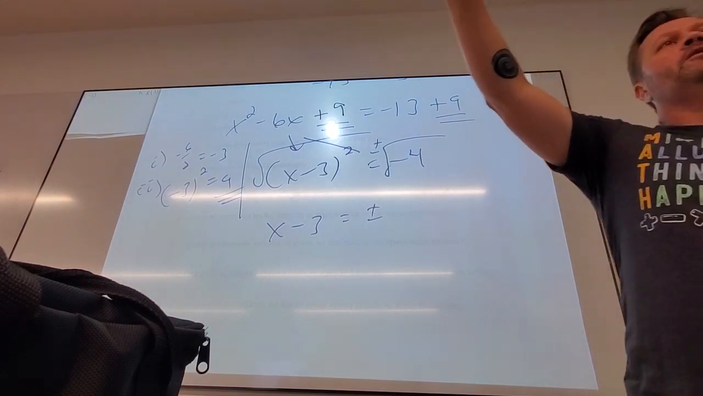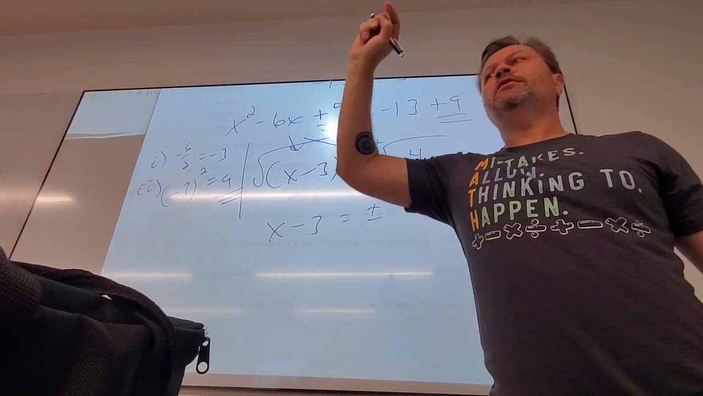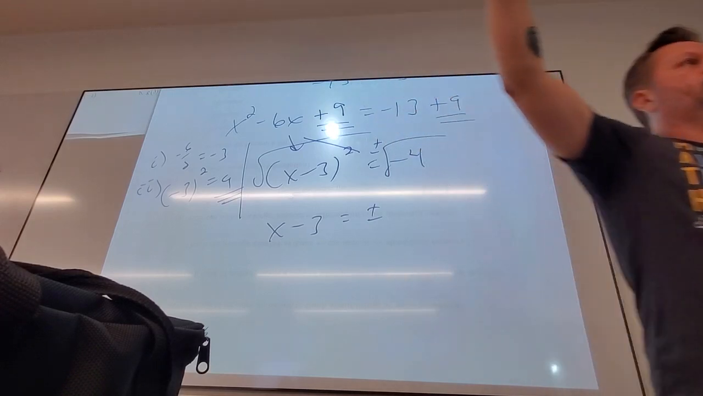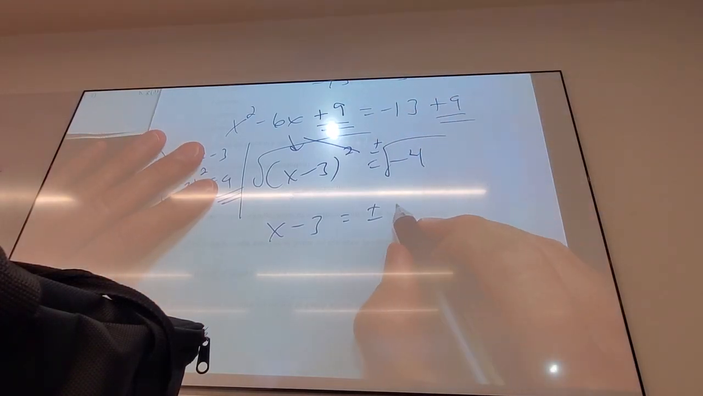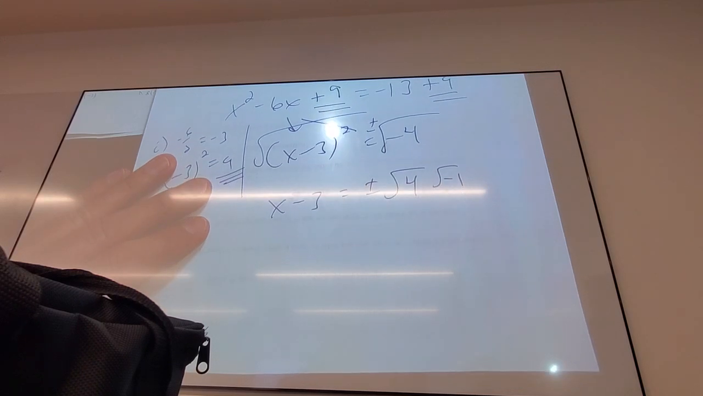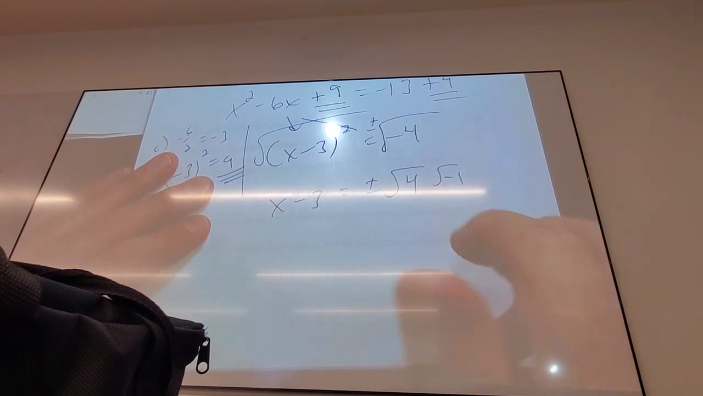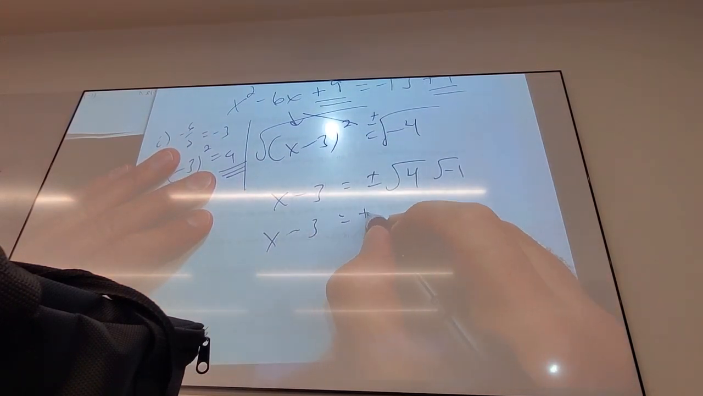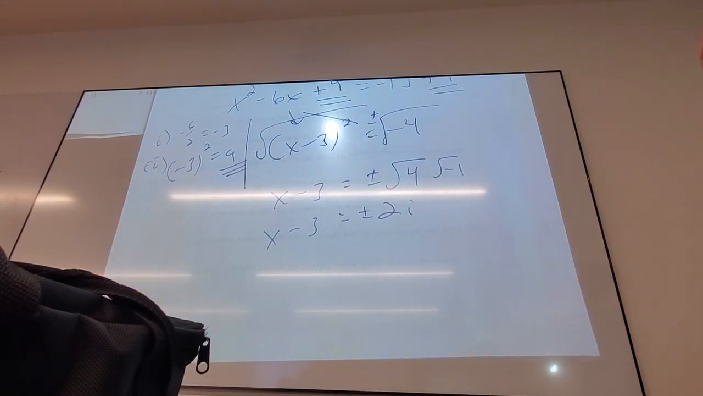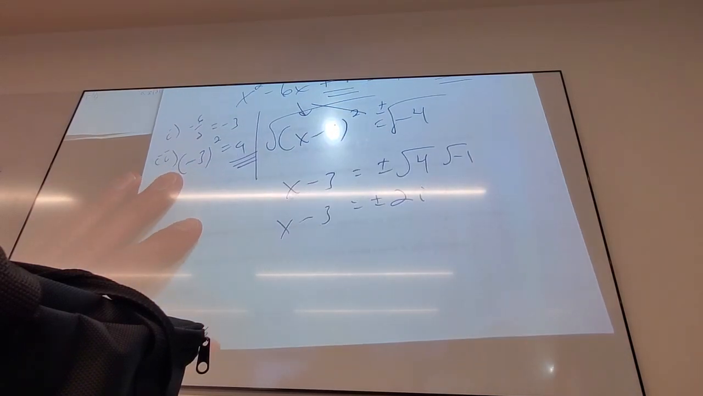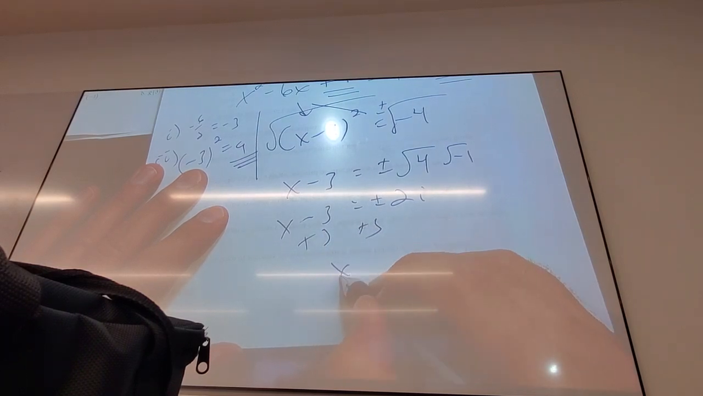What's the square root of 4? 2. So what's the square root of negative 4? 2i. Because again, just to really play this out, can't I write this like this? That still makes negative 4, yeah? And the square root of 4 is 2, and the square root of negative 1 is by definition i. And then you have one more step. Add 3. So I get x equals 3 plus or minus 2i.